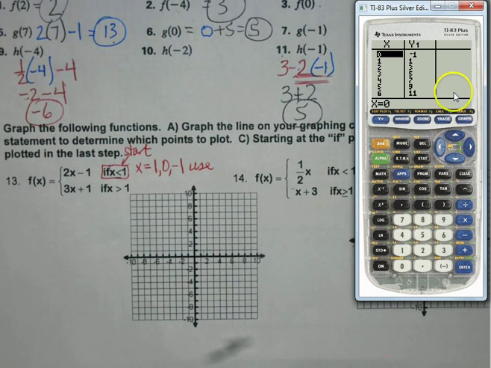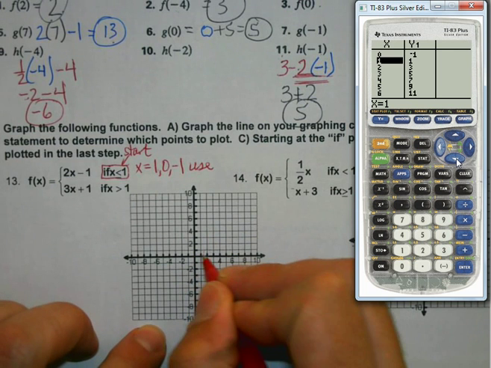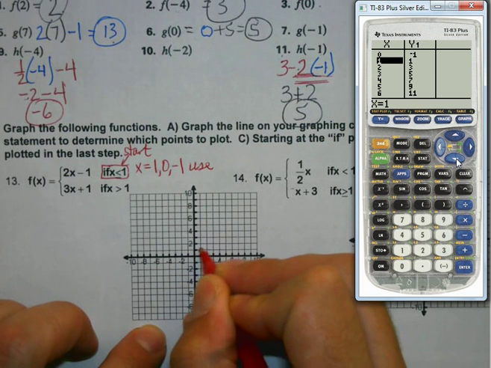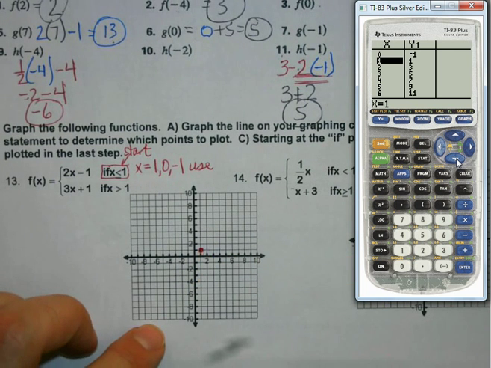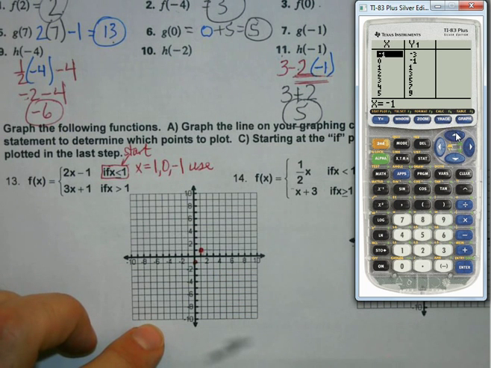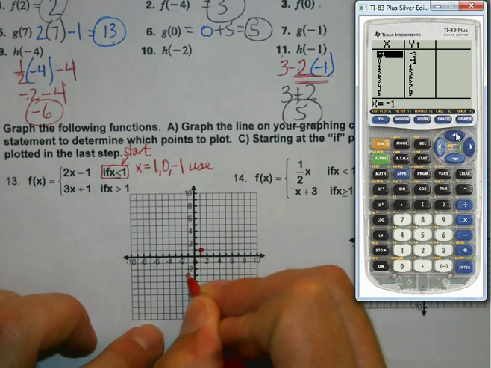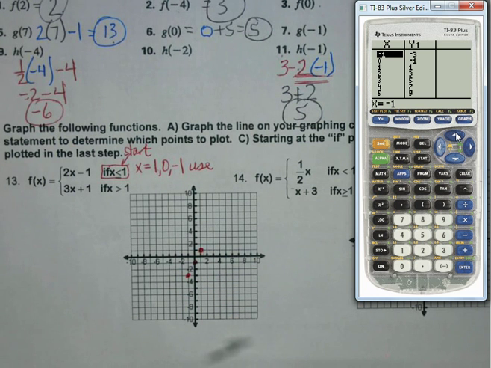So I go to the calculator. I'm like, okay, let's see where x equals 1. So when x equals 1, y equals 1. I'm going to plot that point, 1, 1. I'm going to make a little dot. Don't make huge dots right now, just little ones. And then I'm going to go to 0. 0 says y is -1. And then I'm going to go to -1. It says y is -3.